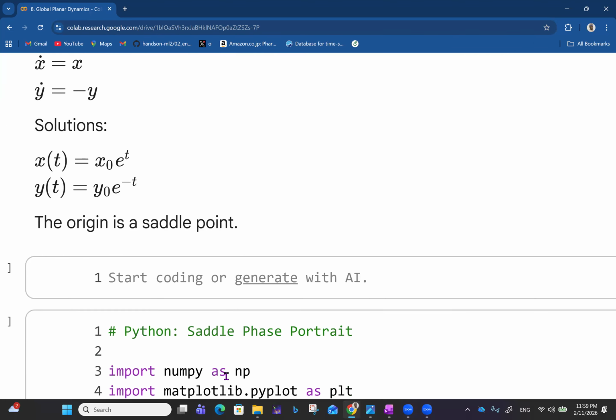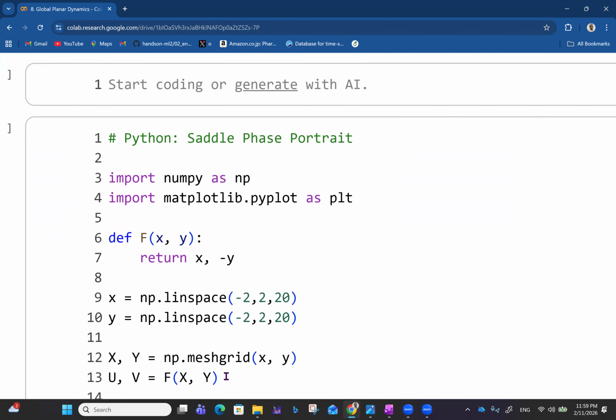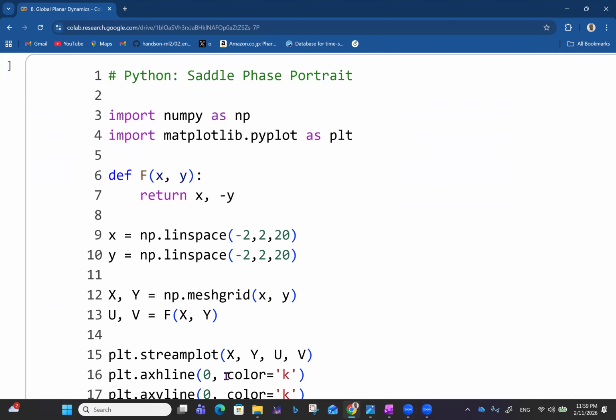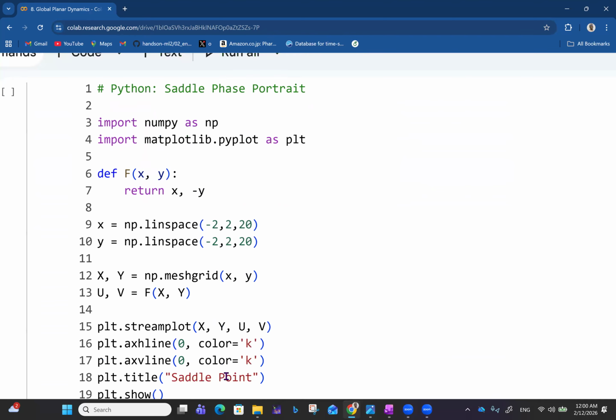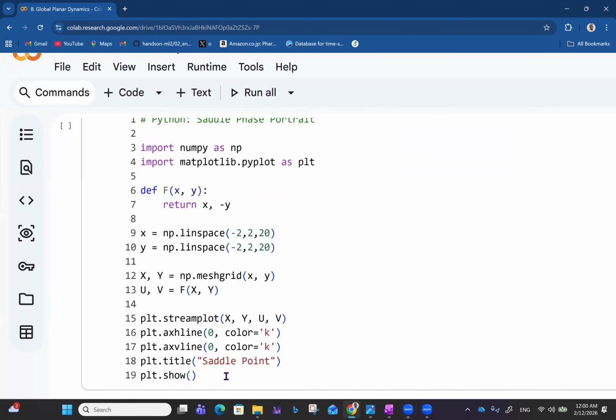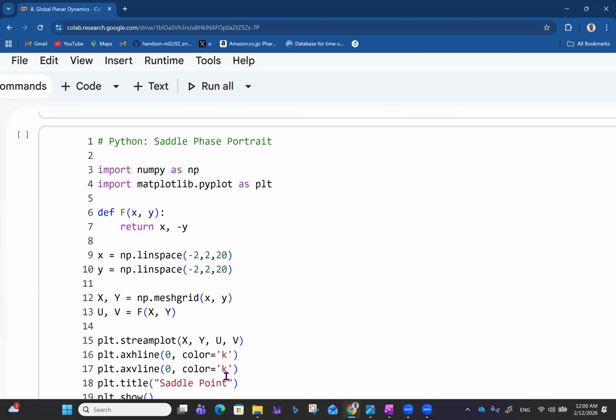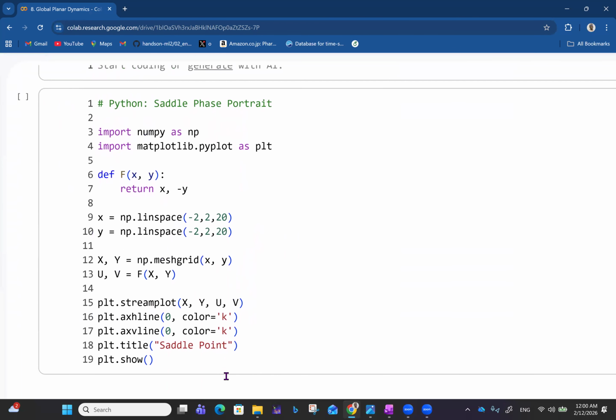So we can write code to take care of that: the saddle phase portrait. You're going to see how arrows behave in the xy plane. We import numpy as np and matplotlib.pyplot as plt; we need that to visualize, because that's what we use for all of these.